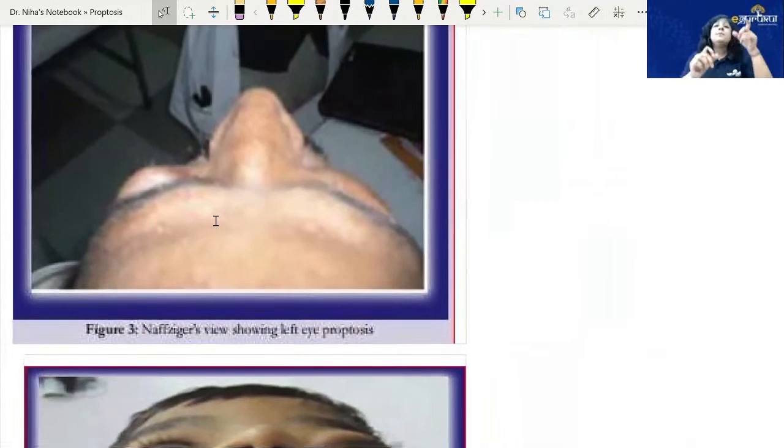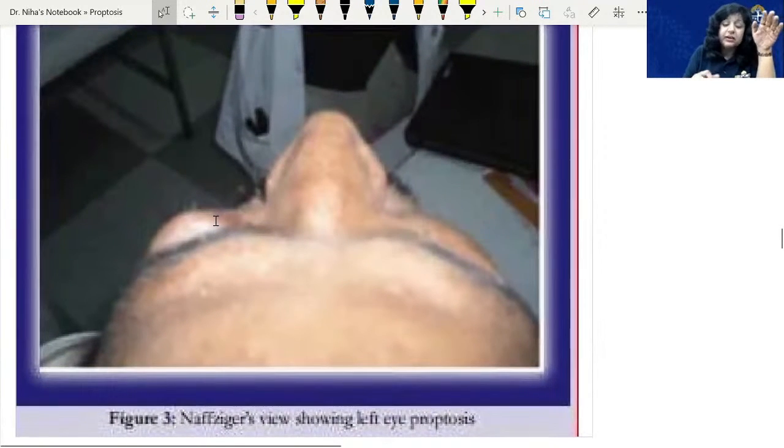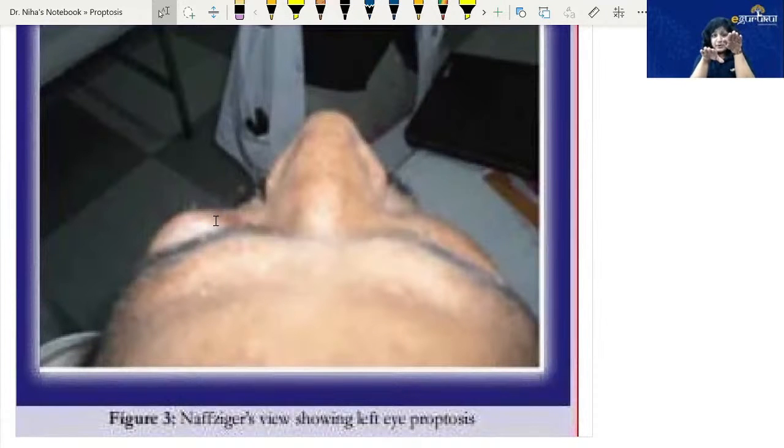Then the two important views that we are going to use in order to assess the proptosis. One is your Nafziger's view. Now, can you see here, when you are going for this view, you are actually standing at the head end of the patient. So when I'm standing at the head end of the patient, and these are the two eyes, if one of the eyes is looking propped out, I can easily find out. Can you see in this picture? In this picture, the left eye is obviously proptosed.